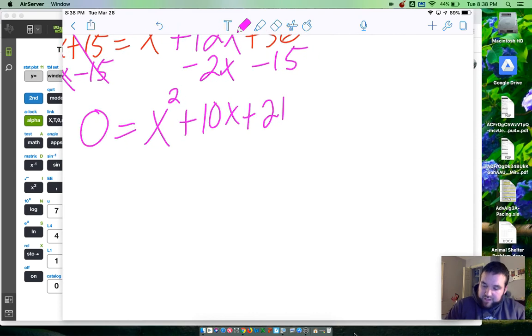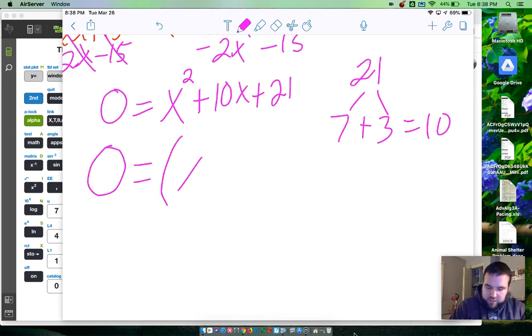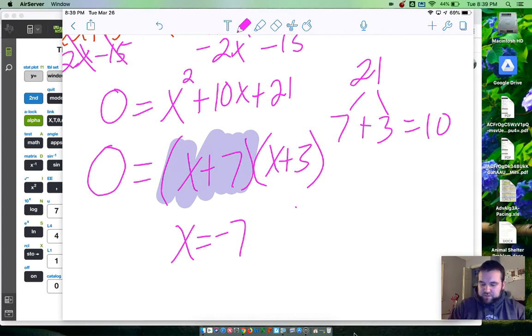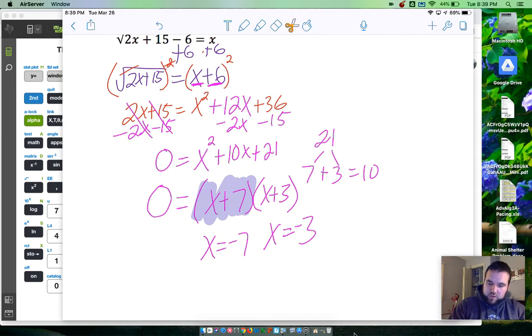So I need to find factors of 21 that add up to 10. There's not a whole lot of numbers that multiply to 21, and thankfully 7 and 3 work. That fits the bill here. So I have 0 equals x plus 7 times x plus 3. And the reason we factor is, what x value is going to make that parentheses or that factor equal to 0? Well, that's going to be negative 7. And what x value could I plug in and make the second set of parentheses equal to 0? Well, that's negative 3.